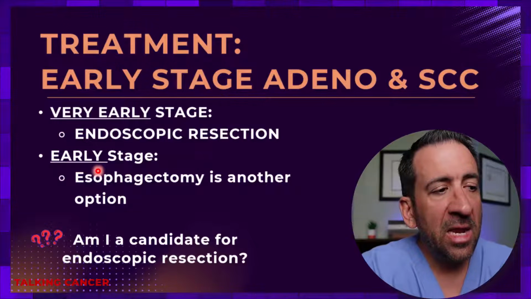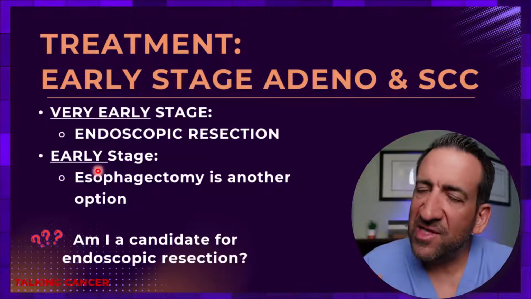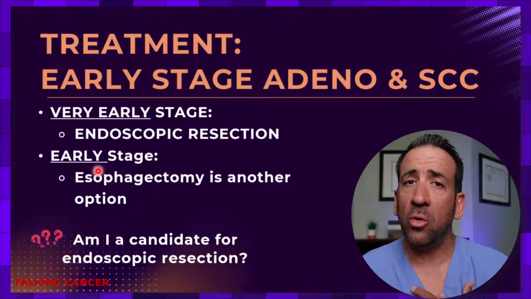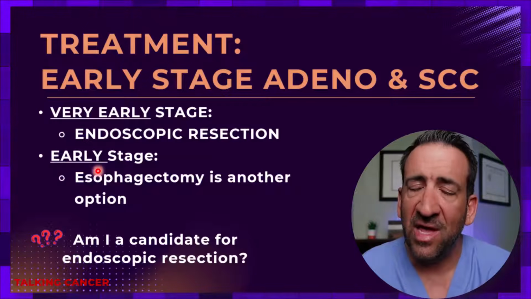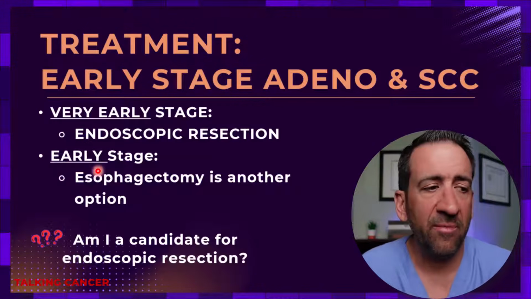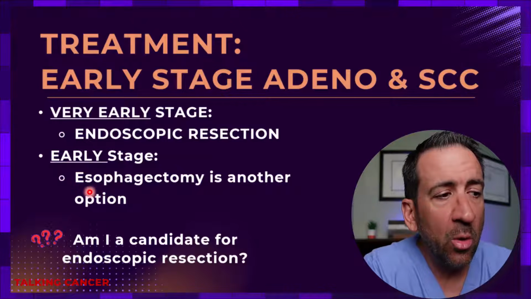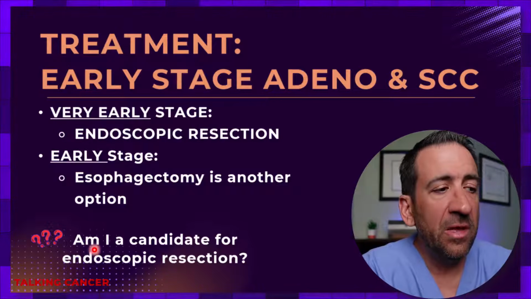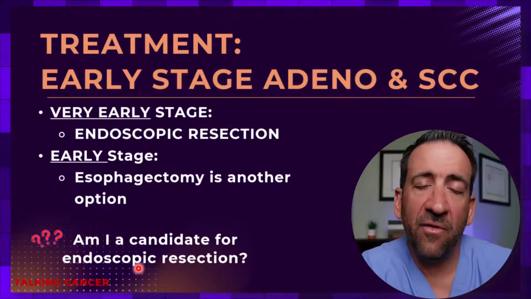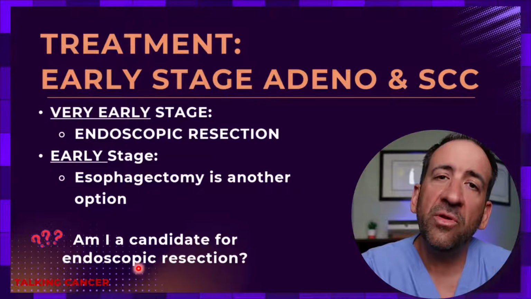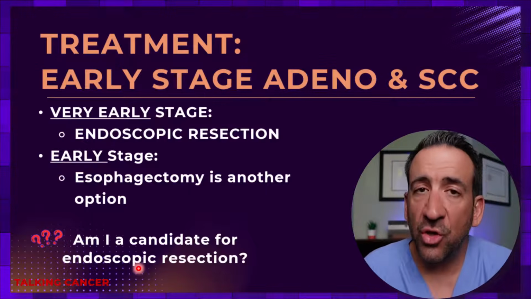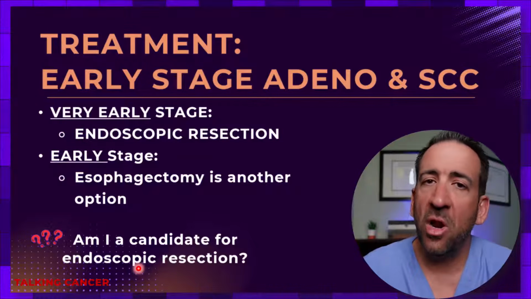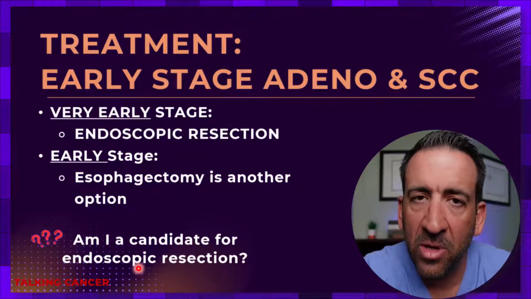Now, if it's a little more advanced, it's not that tiny speck, okay? It's a little more advanced, but it's still local. It's still only within my esophagus. It has not spread to another area of my body. Then surgery, what we call an esophagectomy, is another option. So obviously, my questions would be, am I a candidate for an endoscopic resection? And number two, can I go to surgery, and is that enough? Can I avoid chemotherapy, radiation, and all the other treatment options that we have, okay?